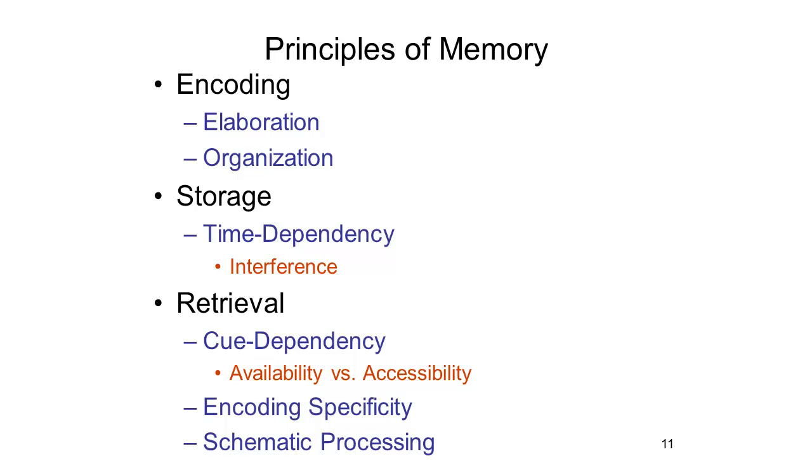That's 6 principles: elaboration, organization, time dependency, cue dependency, encoding specificity, and schematic processing. But you know that paper on the magical number 7, plus or minus 2? It'd be really nice if there were 7 principles of memory, and it turns out that there is.